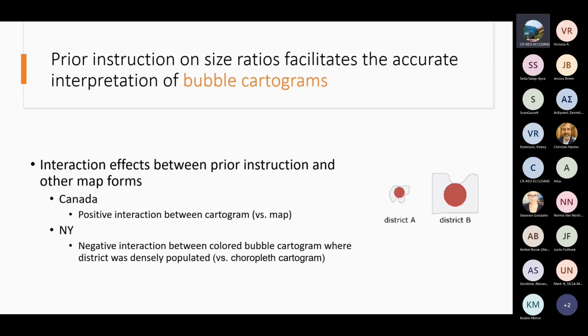So for the results, we found that prior instruction on the size ratio facilitates the accurate interpretation of bubble cartograms. We also found interaction effects between prior instruction and other map forms. For example, in Canada, there was a positive interaction for cartograms, and in New York, there was a negative interaction for the colored bubble cartogram where the district was densely populated. This suggests that prior instruction alerted the subjects to the fact that the district with the largest bubble may not have the highest rate per population.